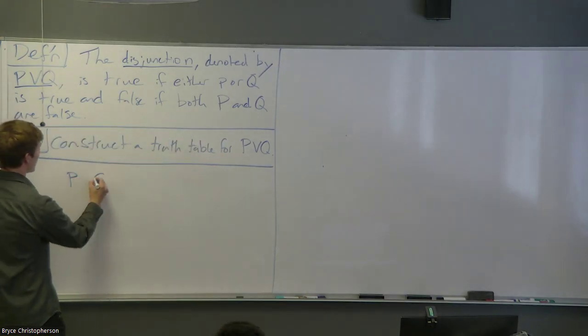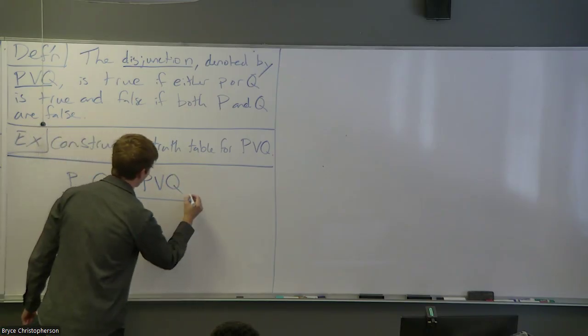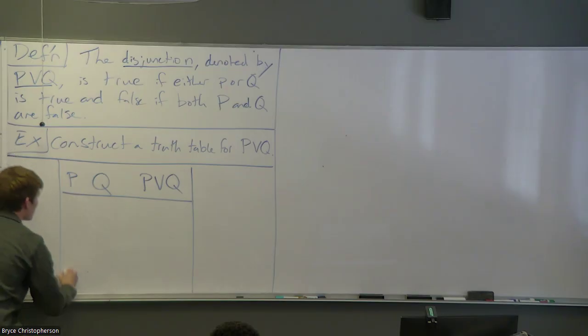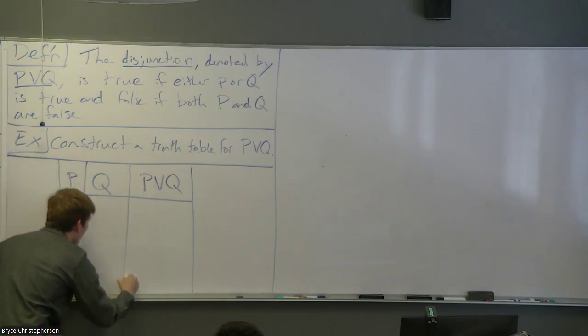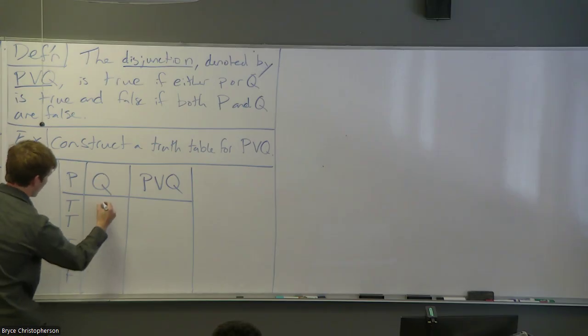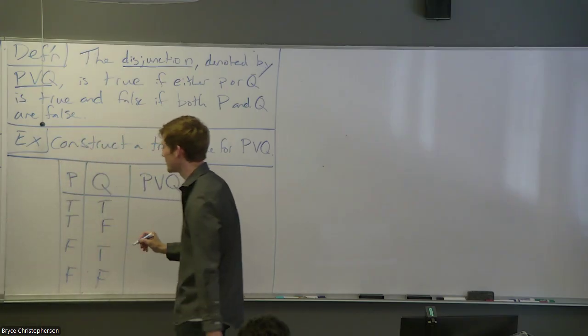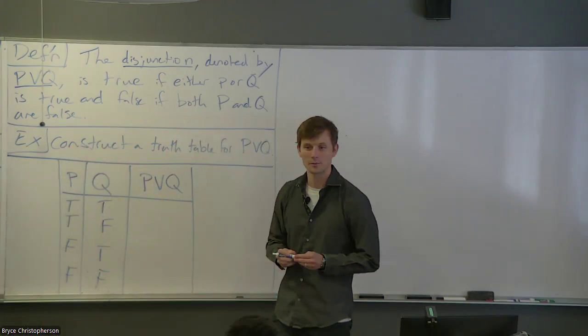So we'll take P, we'll take Q, we'll do P or Q. Nothing fancy here. Just make our good old-fashioned table. So you got true, true, false, false, true, false, true, and false. Let's go through each situation and figure out what P or Q is going to be.